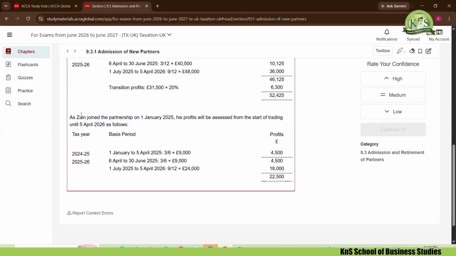And what about Zen? He joined on 1st January, so his profits will be assessed from the start of the trading, because he joined before the fiscal year started. So we will just take 3 months over here out of 6, and then 3 months over here out of that. So this is called basis period calculation, and we only do it for tax purposes.